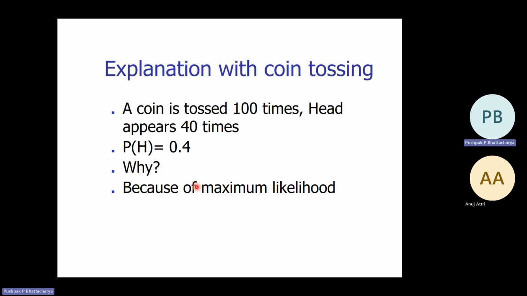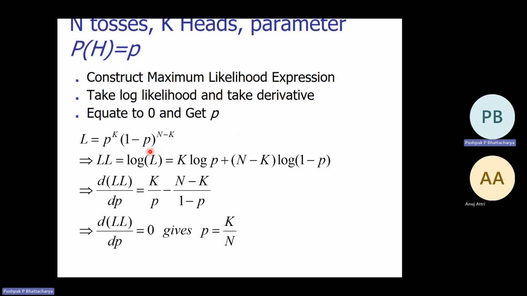So let's explain this with a very familiar example. A coin is tossed 100 times, and head appears 40 times. The probability of head is 0.4, which is a parameter for the coin. Why is the probability of head 0.4? What is the basis of this computation by means of ratio? Because of the maximum likelihood principle. The hidden parameter here is the probability of head that controls the probability of the observation. So this is the way we derive the expression for pH.